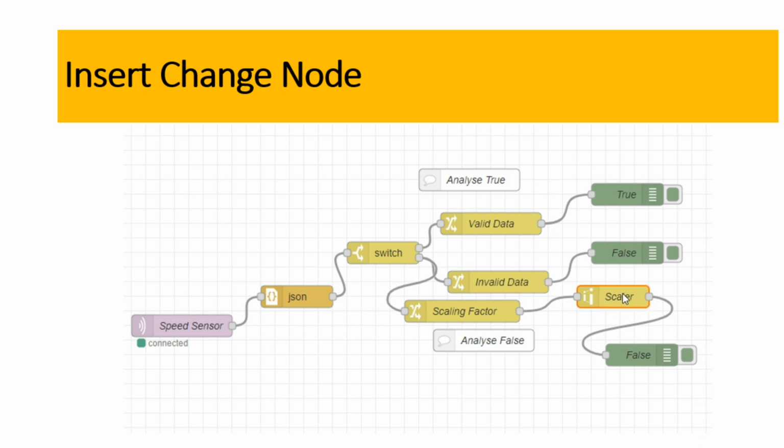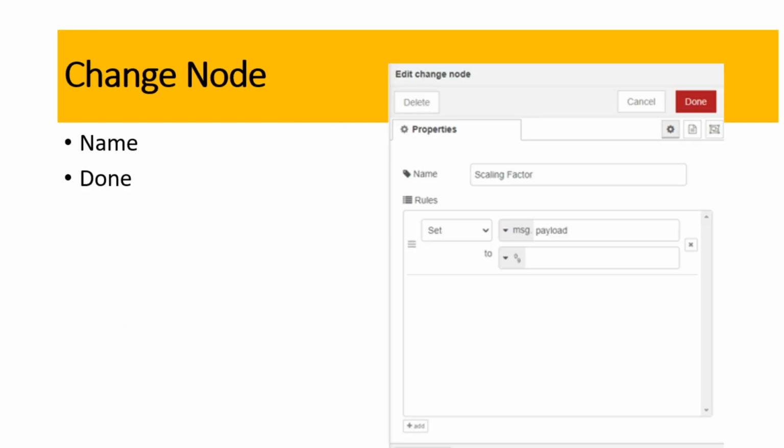I have given the name as scaler. For that scaling, one important point: you take one more change node. I am inserting one more change node because the range node is going to work for a number. So I am going to take one more change node, indicating its property as scaling factor. I have included one more change node and connected the range node with the scaling factor change node. I'm going to give it the name scaling factor and click done.